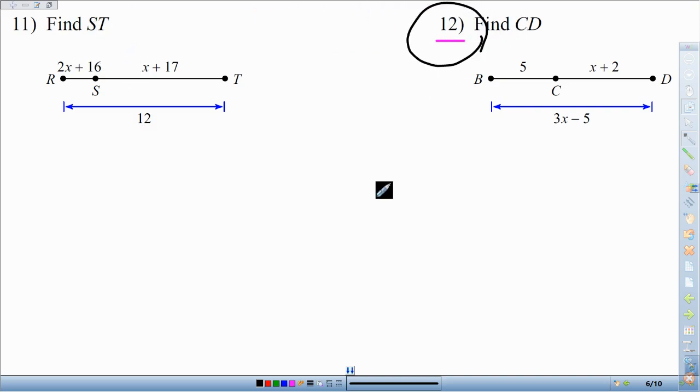Okay, I'm going to do number 12. So it wants me to find CD. Before I can find CD, I need to figure out what x is. Okay, so that's my first goal.